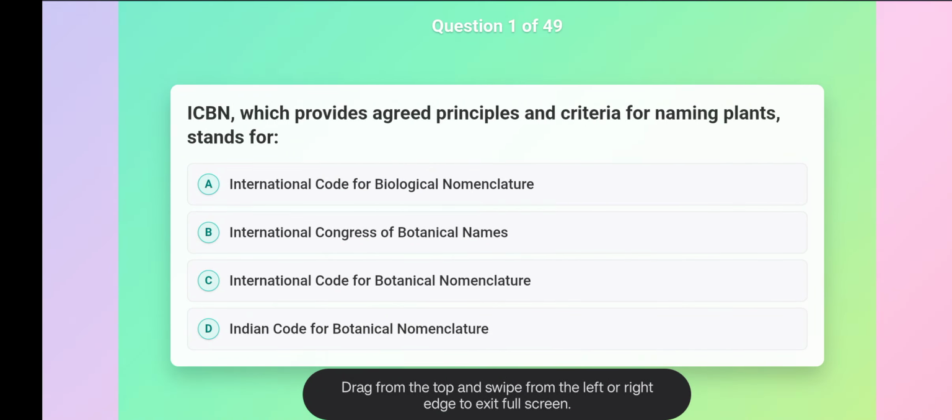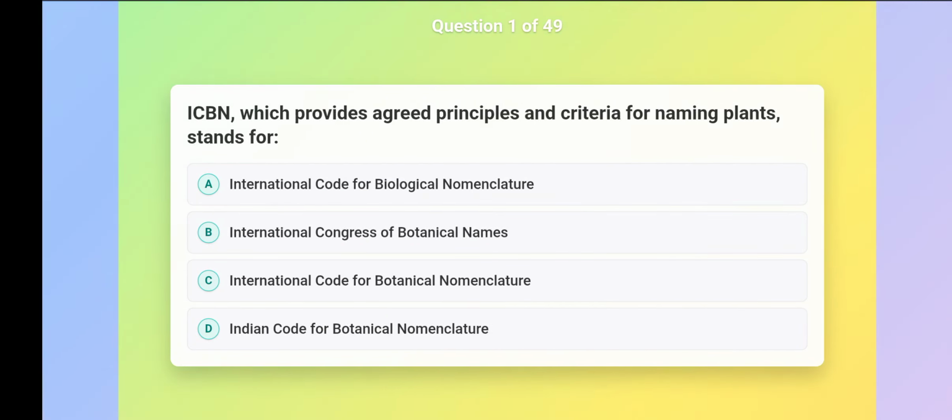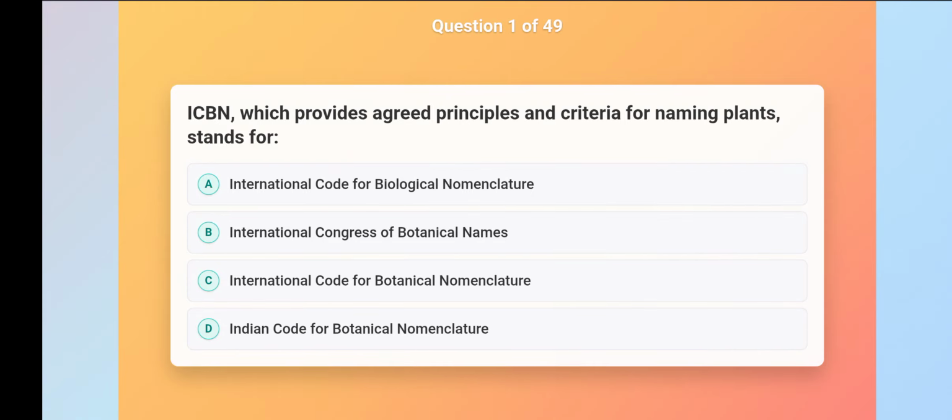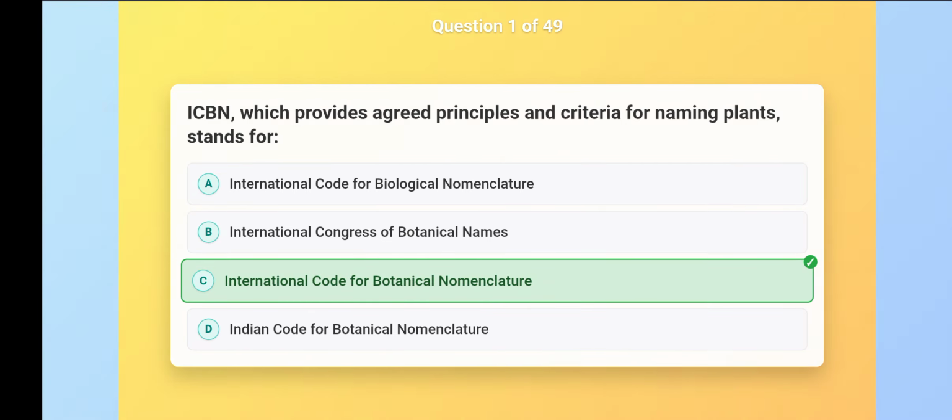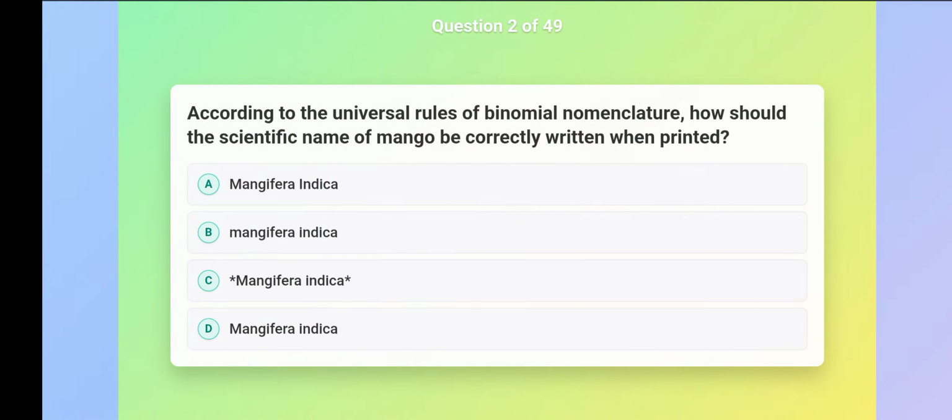ICBN, which provides agreed principles and criteria for naming plants, stands for International Code for Botanical Nomenclature. According to the universal rules of binomial nomenclature, how should the scientific name of mango be correctly written when printed? Mangifera indica.